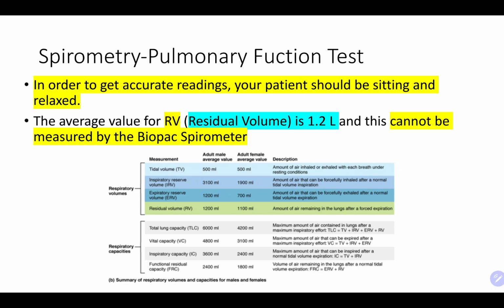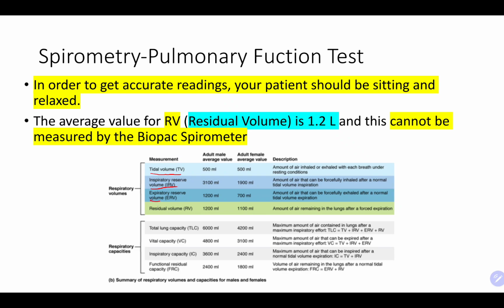We have a lot of different lung volumes and lung capacities that we've already talked about, such as those respiratory volumes. Like the tidal volume is simply the 500 mLs that you breathe in and out under normal conditions. You have the inspiratory reserve volume, right? That's the amount of air that you can forcefully inhale after a normal inspiration.